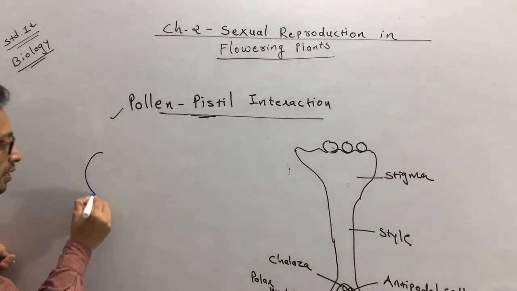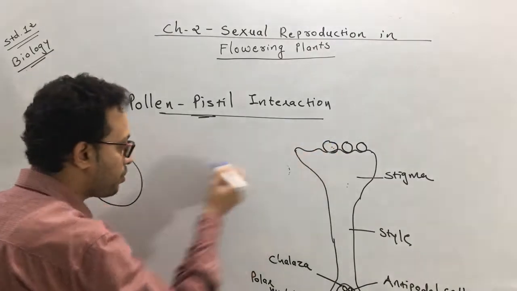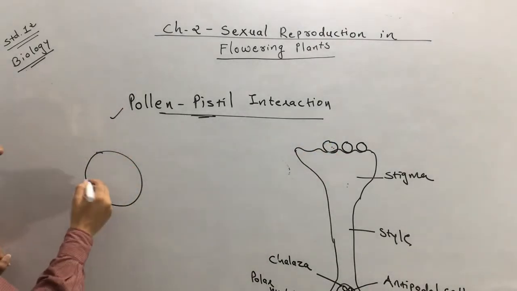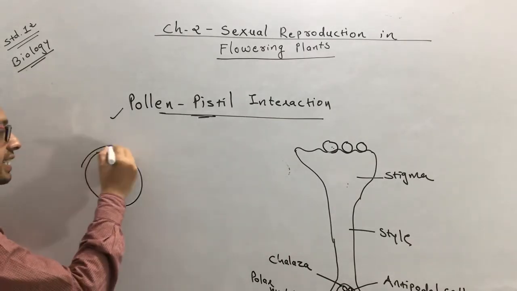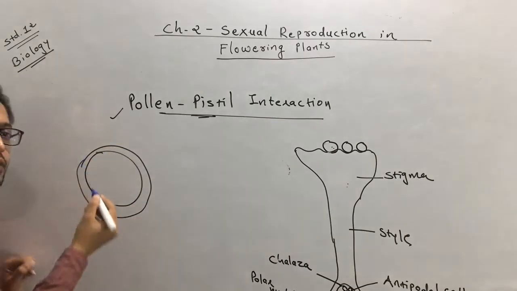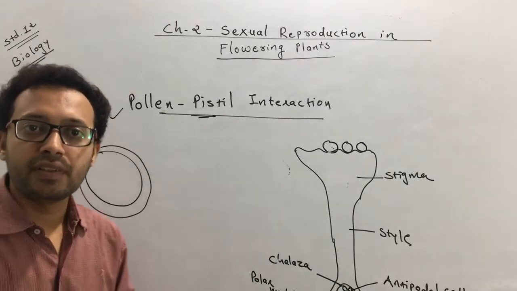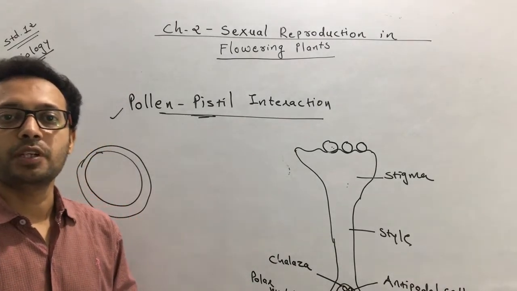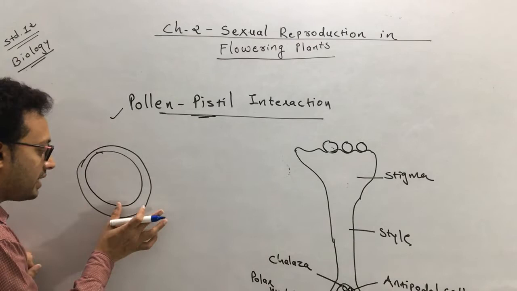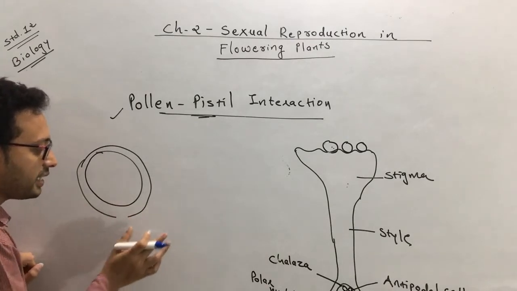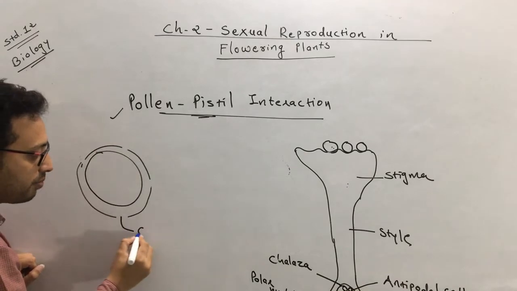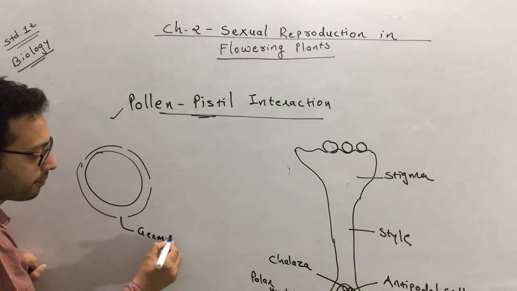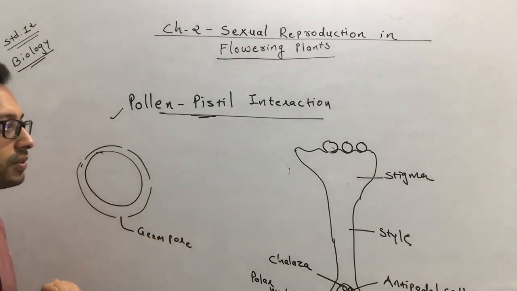I am just drawing a bigger picture of the pollen grain. You know that the cell wall of the pollen grain has two layers, exine and intine. If you remember, exine is made up of sporopollenin, and intine is made up of cellulose and pectin. But there is a place where the sporopollenin is absent. This is called the germ pore.